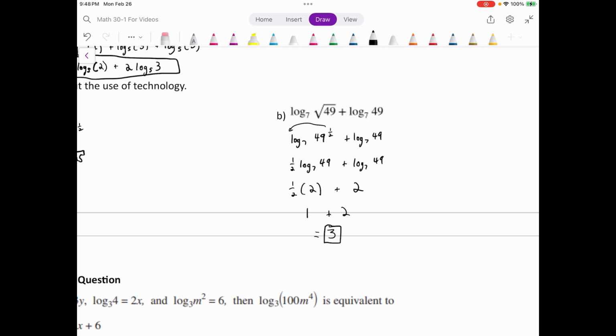Probably not, okay? But it worked, right? I mean, we could have actually done this probably a lot quicker if we had done what I said at the beginning. Root 49 is 7, okay? And then log base 7 of 7 would be 1. Log base 7 of 49 is 2, so 1 plus 2 would be 3.